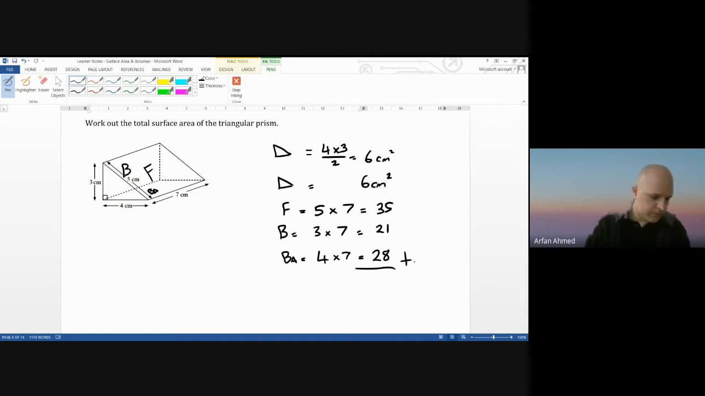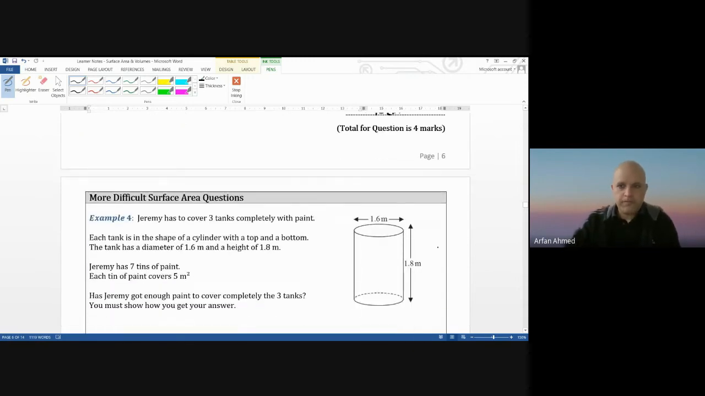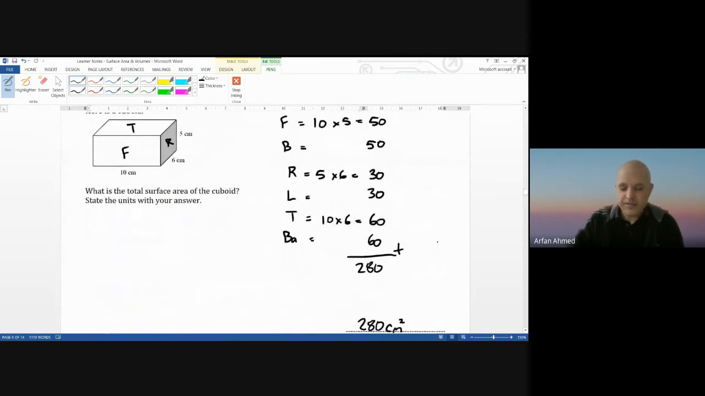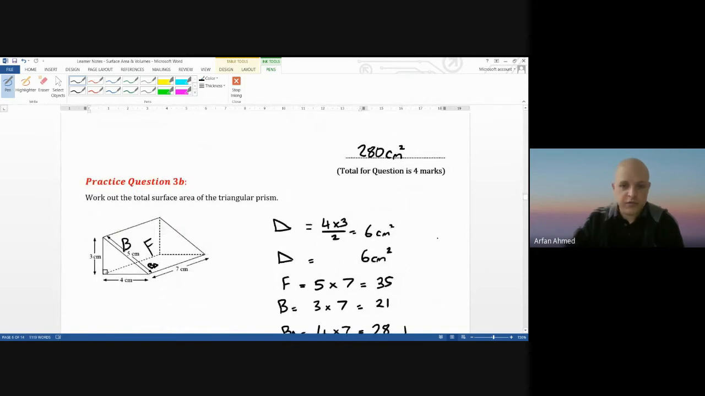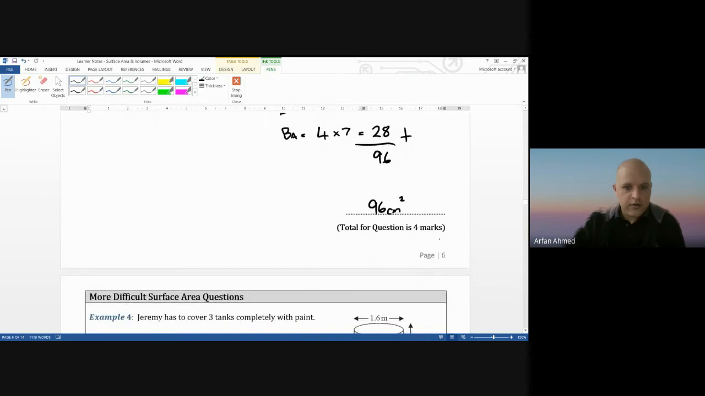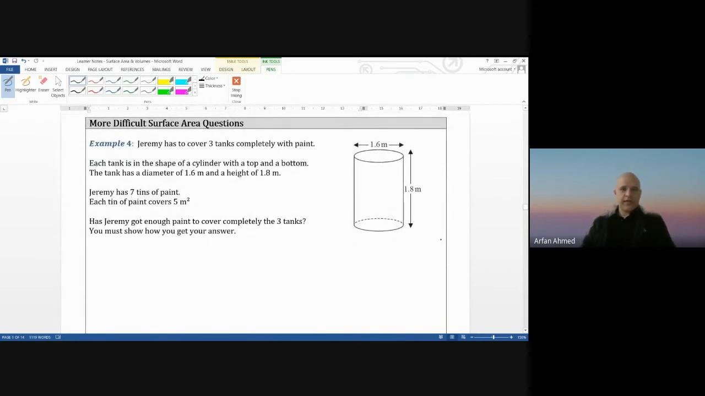We get 96. That's going to be centimeters squared. Okay. Yeah. Dead easy, these. To be honest, this is mainly foundation stuff. But you need to know this before you move on to the higher topics. Okay, so let's have a look at more difficult surface area questions.